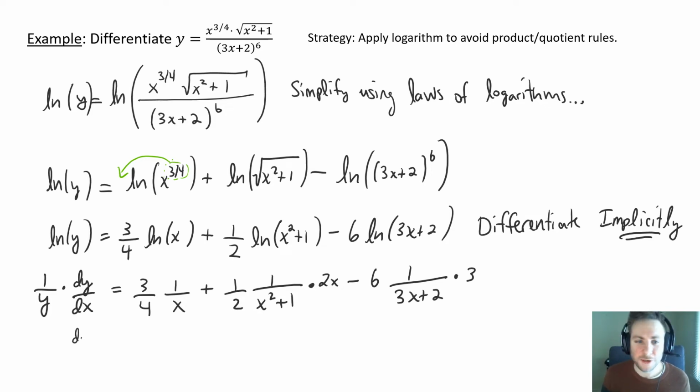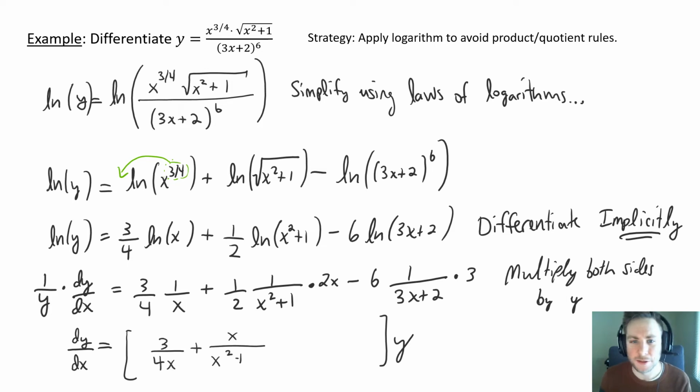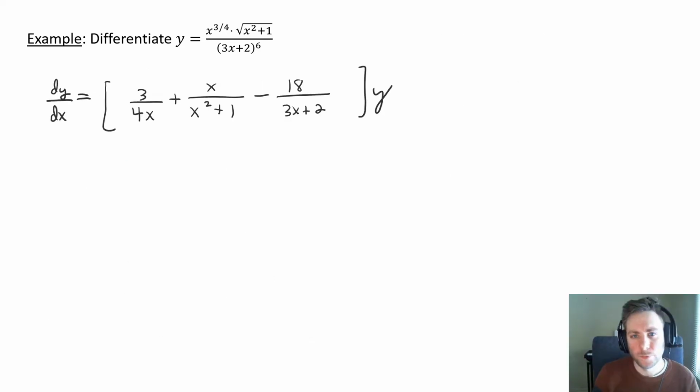Now, the goal here is to figure out what dy over dx is equal to, but now we're set up to figure that out. All we need to do is multiply both sides by y to get that dy over dx by itself. So the entire right-hand side gets multiplied by y, and we may as well do some cleanup at this stage as well. I made a few simplifications there to the right-hand side that you can pause and check if you like. Having come this far, we've found dy over dx, which is what we wanted.